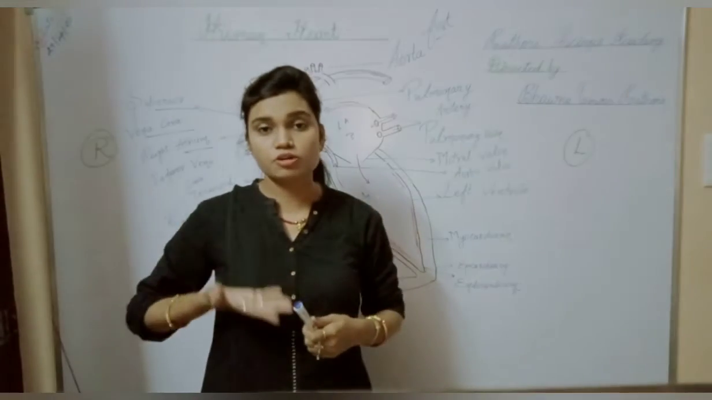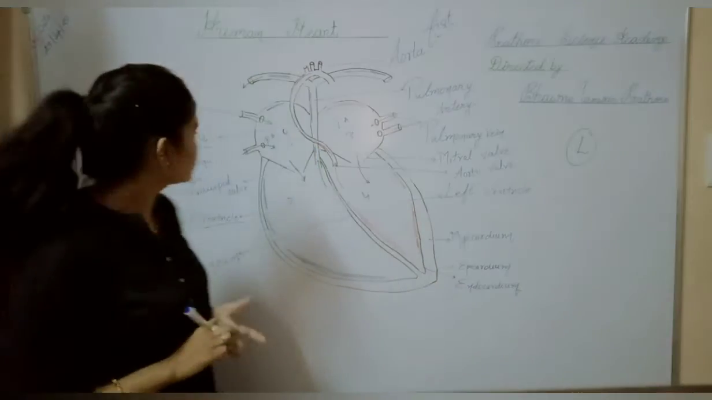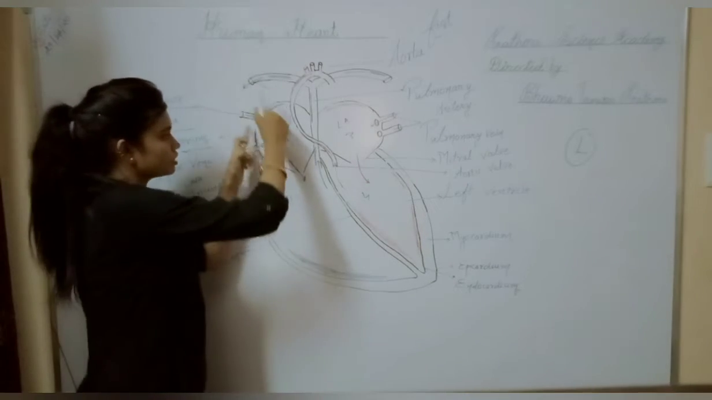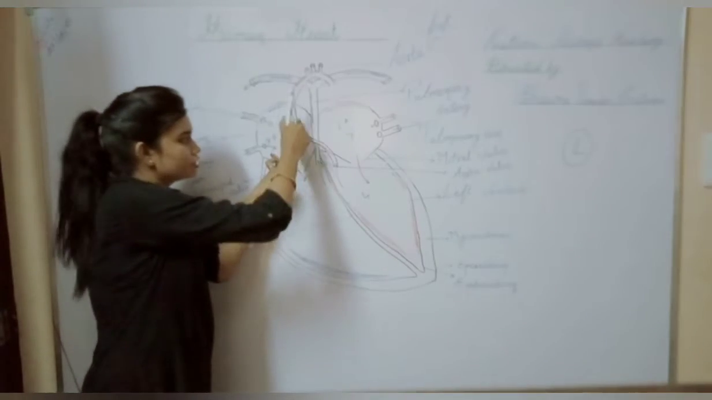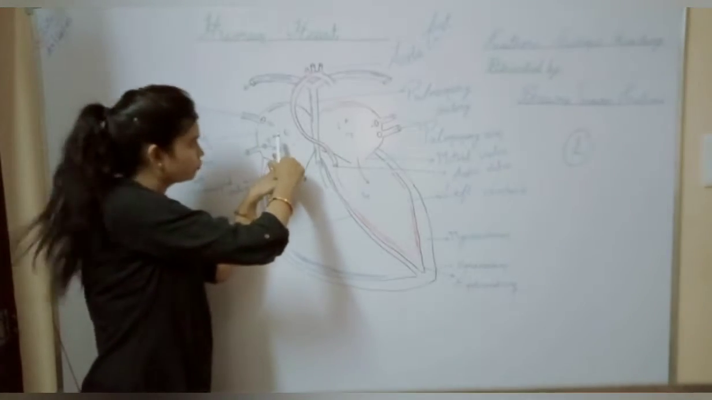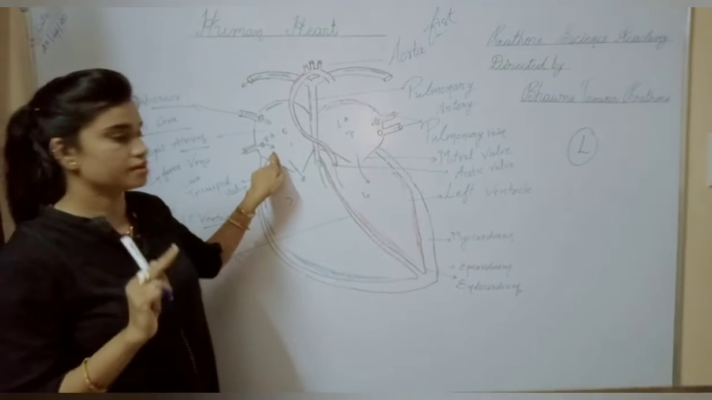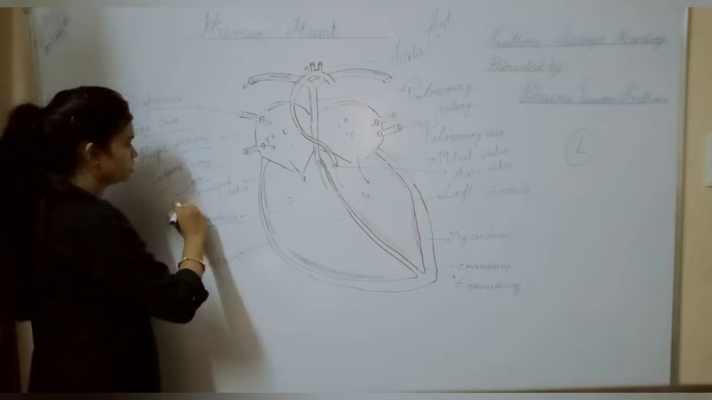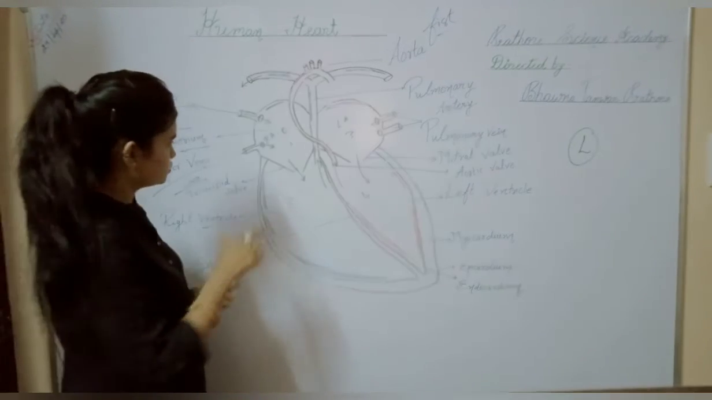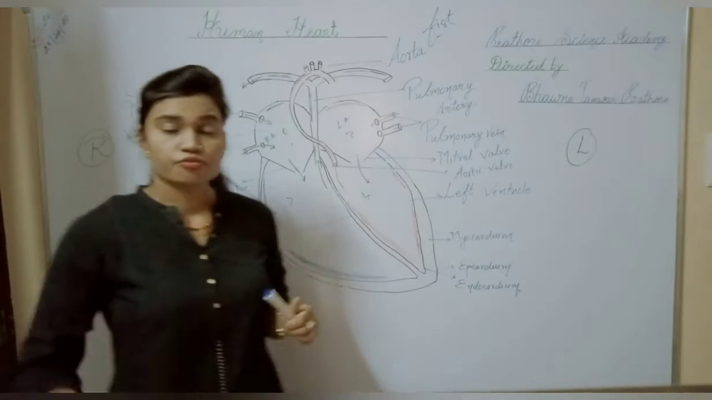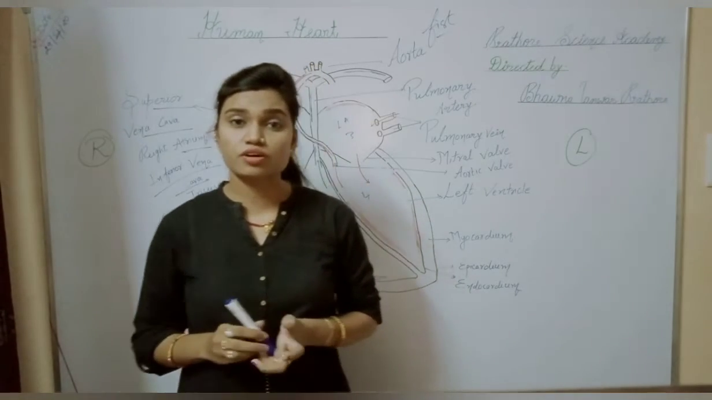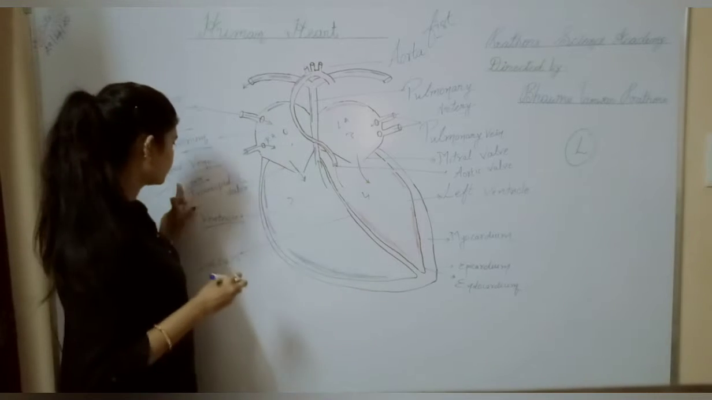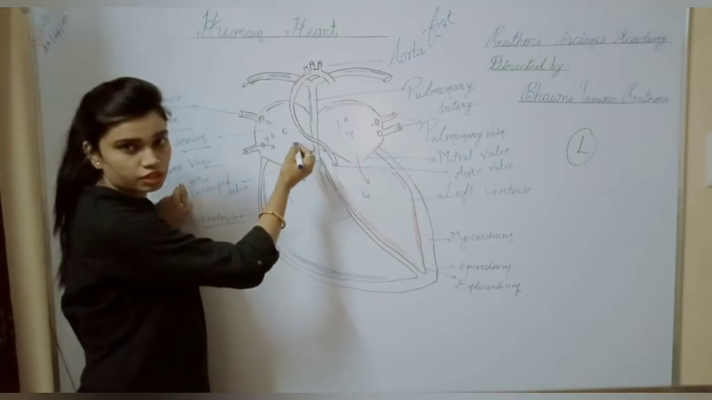This superior vena cava brings the blood from the upper part of the body, like the brain. The superior vena cava brings that impure blood from the brain to the right atrium, which is the first chamber of the heart. Okay, and at the same time the inferior vena cava brings the blood from the lower part of the body, like the kidney and other organs like the legs.